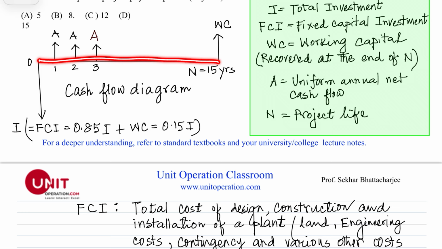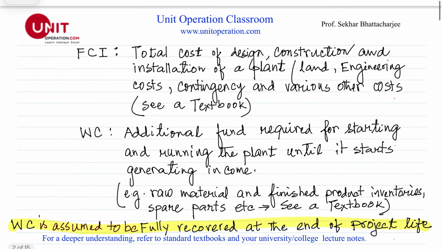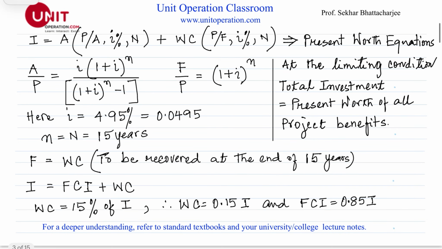So here is my initial investment, which includes the fixed capital investment, which we just discussed. And then we have the working capital, and this working capital is recovered at the end of the project period. And this is the amount A, which we're getting after deducting all applicable taxes, etc. That's the total amount which we're getting every year. That's the uniform annual net cash flow. Now let's see how we do the calculation.